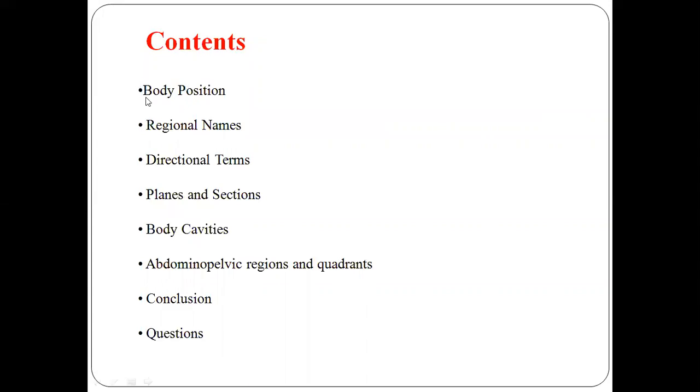Firstly, we'll be discussing the body position, then the regional names, the directional terms, the planes and the sections, the body cavities, the abdominopelvic regions and quadrants. Then we'll be concluding this class, and finally there will be some questions on this class, which will help you for exam purposes.